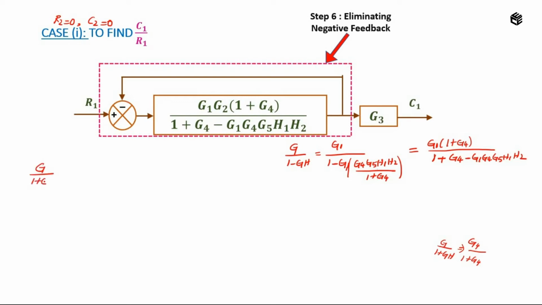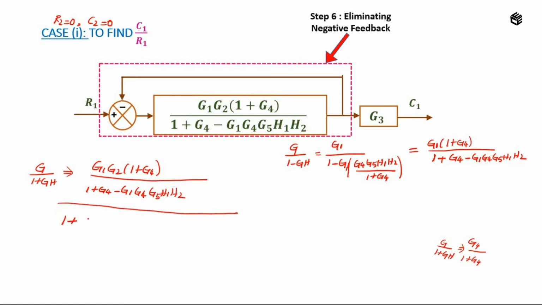G divided by 1 plus GH. So in the place of G, I am having a very big term, that is G1, G2 into 1 plus G4 divided by 1 plus G4 minus G1, G4, G5, H1, H2, the whole divided by 1 plus, so in the place of G I am having this term, that is G1 G2 into 1 plus G4 divided by 1 plus G4 minus G1 G4 G5 H1 H2. And the value of H is, here there is no value, so I will assume the value as 1. So the value of H is 1 into 1.